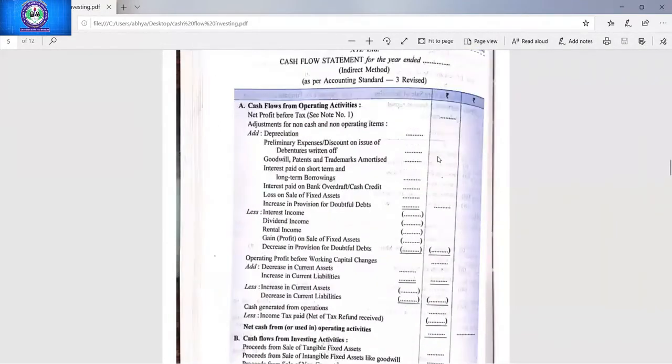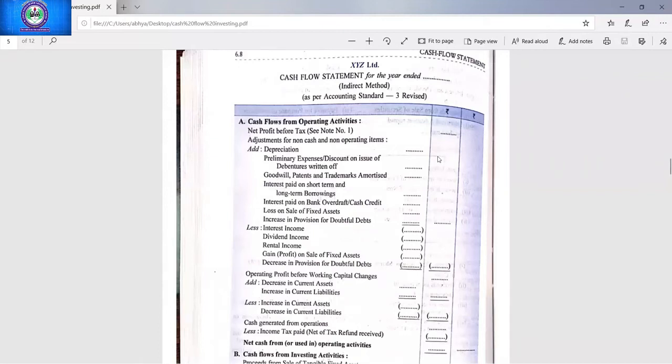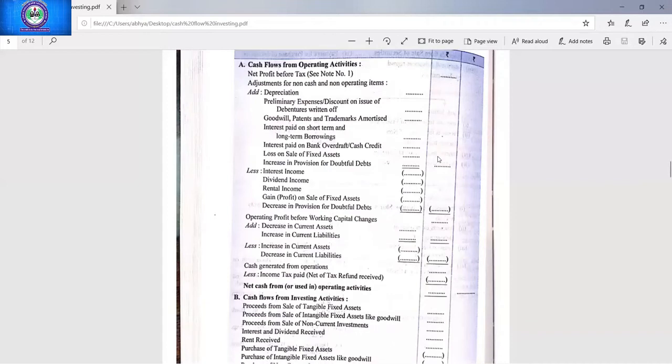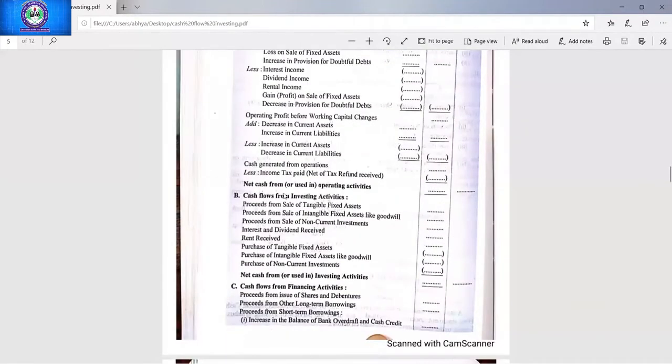This is the format I am showing you in the PDF. First of all, you will start with operating activity. You will do all the steps which are given in the question of operating activity. In continuation, below the answer of the operating activity, you will start the B part. B part means second activity. Second activity means cash flow from investing activity. Okay, cash flow from investing activity.